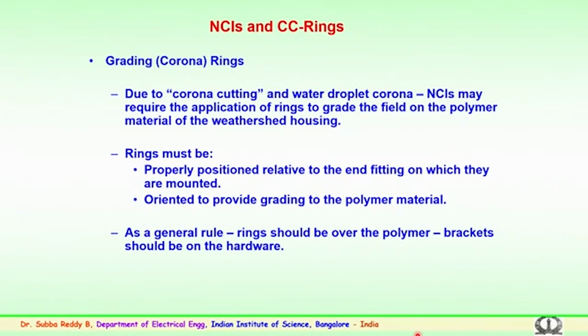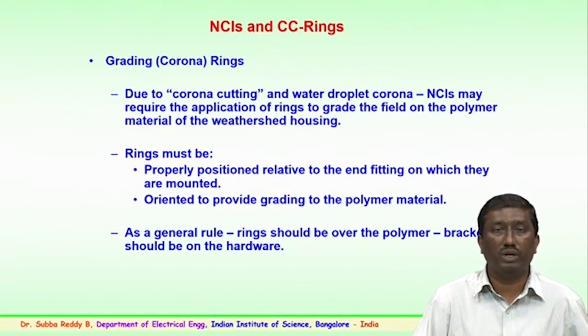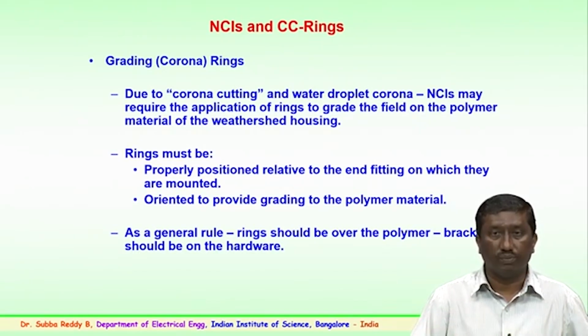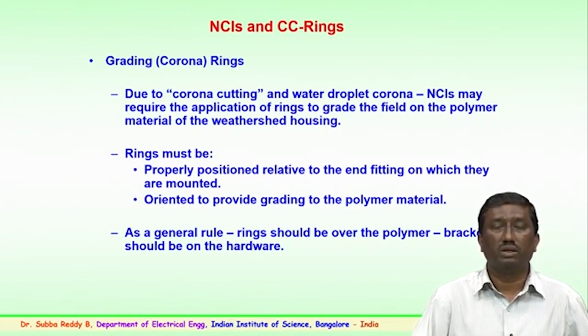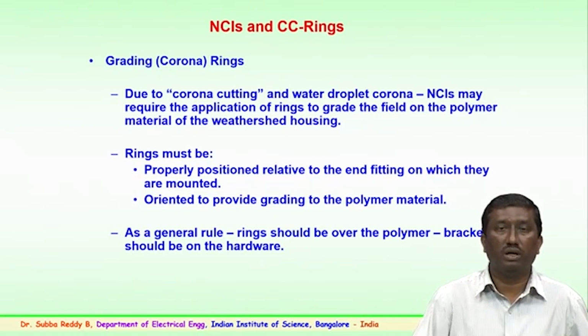So, non-ceramic insulators may require the application of corona control or grading rings, particularly to grade the field on the polymer material of the weather shed housing. This is very important. In case proper design of corona control rings for the non-ceramic or polymer insulator is not done, the material could weather, particularly on the weather sheds, the petticoats, and could lose hydrophobicity over a period of time. So, these corona rings or grading rings must be properly positioned.